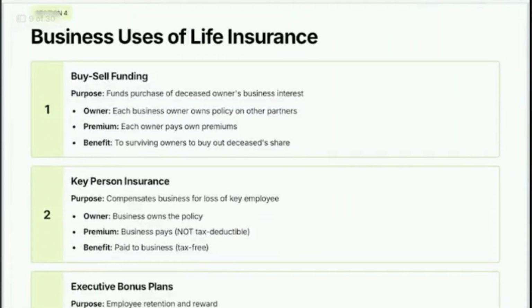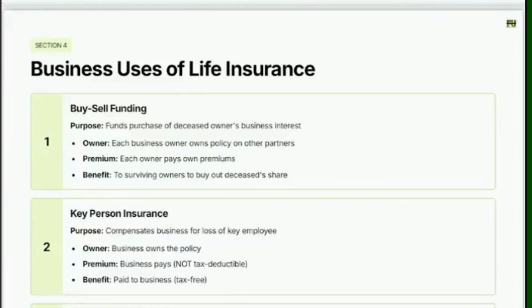Okay. So, moving into business uses of life insurance: buy-sell funding, key person, executive bonus plans. There are a couple different business uses of life insurance, and we'll go over those. Buy-sell funding is kind of the trickier of the three, so I'm going to give you some examples on that.